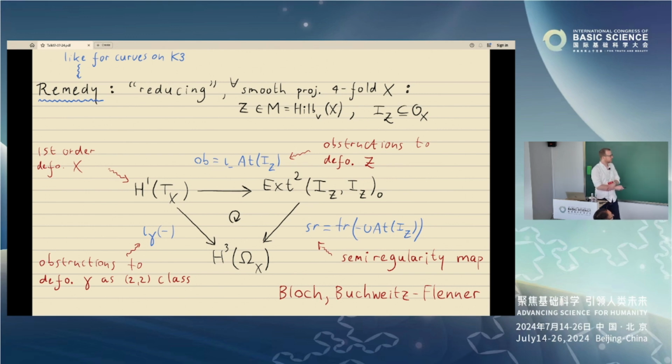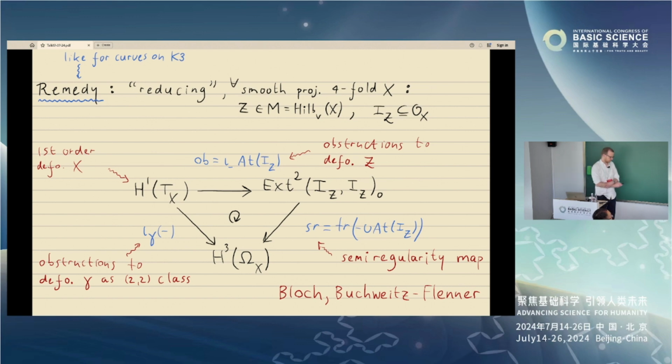And on the other hand, we have a scheme theoretic obstruction map, which lands in Ext^2. So this measures whether you can deform Z along while you deform X. So this is contraction of your shifted vector field with the Atiyah class of I_Z. So it's called the obstruction map. And these two talk to each other via Bloch's semi-regularity map, which was generalized later by Buchweitz and Flenner. So this map is the trace of cupping with the Atiyah class. And then this diagram commutes.